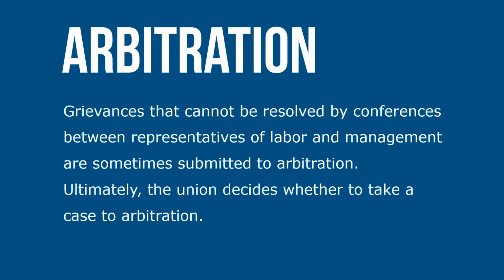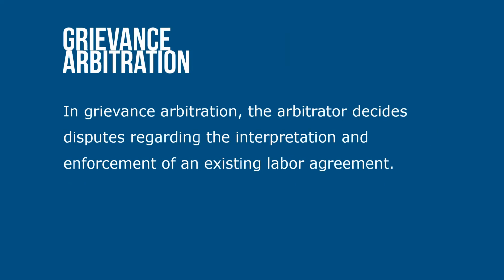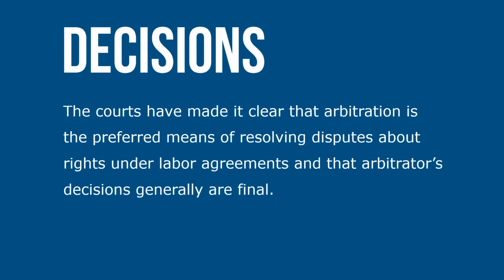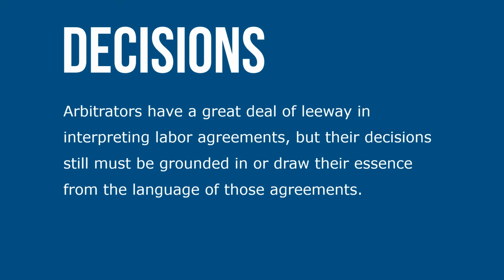Grievances that cannot be resolved by conferences between representatives of labor and management are sometimes submitted to arbitration. Ultimately, the union decides whether to take a case to arbitration. In grievance arbitration, the arbitrator decides disputes regarding the interpretation and enforcement of an existing labor agreement. The courts have made it clear that arbitration is the preferred means of resolving disputes about rights under labor agreements and that arbitrators' decisions are generally final.